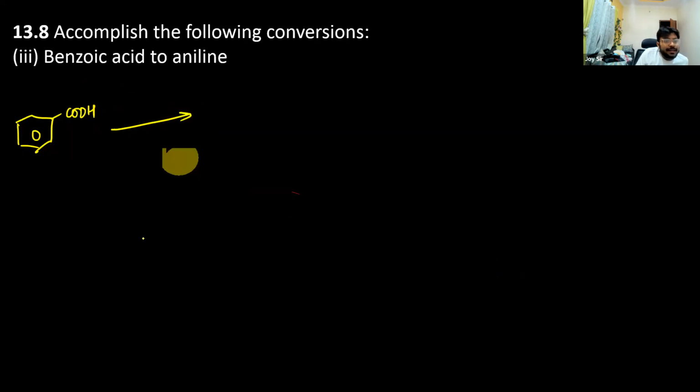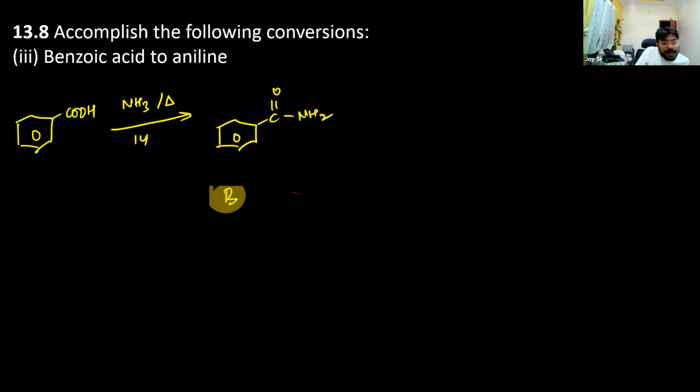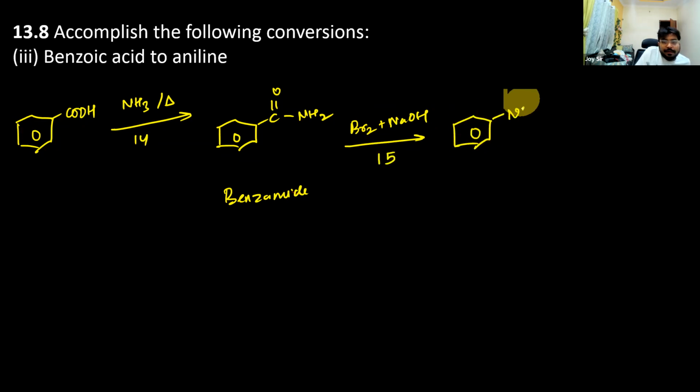So carboxylic acid, we can give number 14th reaction, that is NH3, and heat it. So what it becomes? This becomes benzamide, CONH2. Then we can use the Hoffmann bromamide reaction. Bromine in the presence of sodium hydroxide. It is number 16 or 15. So this becomes your aniline. Fine. This is our aniline. We can use it definitely.